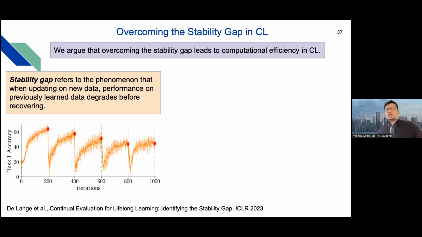And usually the common practice in continual learning is that when the model learns the task fully, then you measure the performance. That is indicated by the red diamond here. But before, during learning, the performance drops significantly. And our hypothesis was that this makes the continual learning system inefficient. So if we can prevent this large drop earlier, then we don't need to train for longer. And that would increase the computational efficiency.